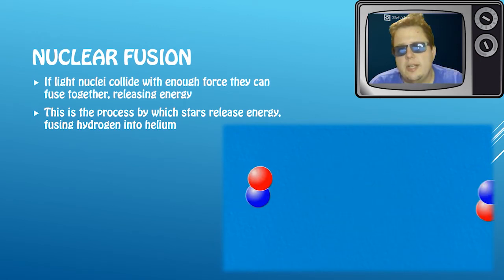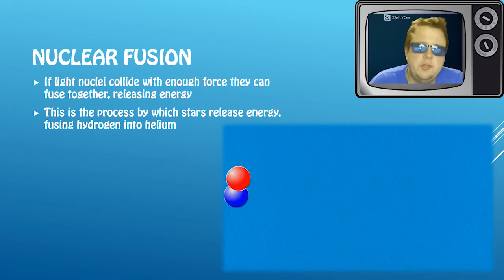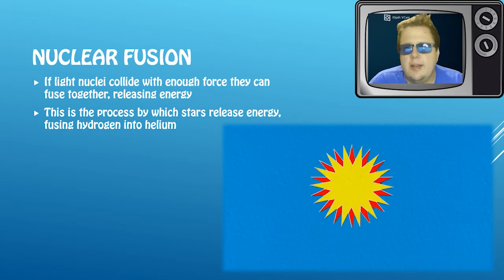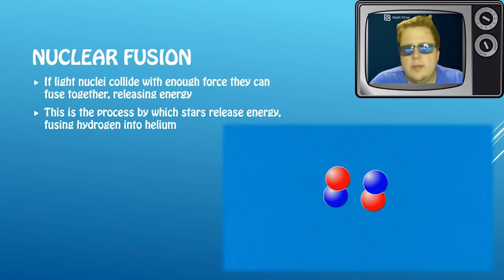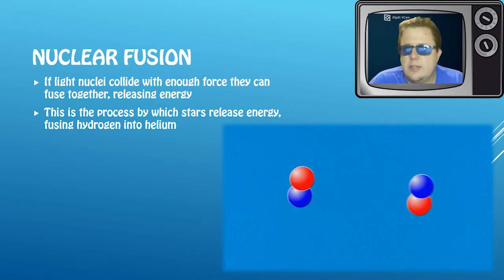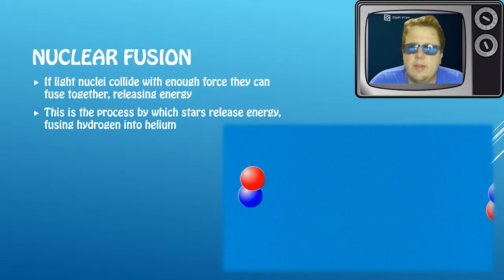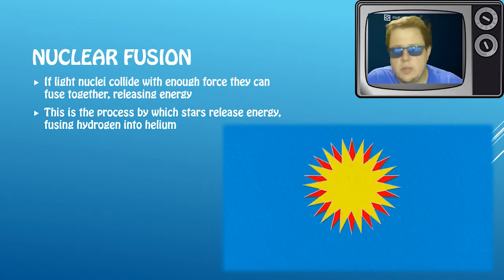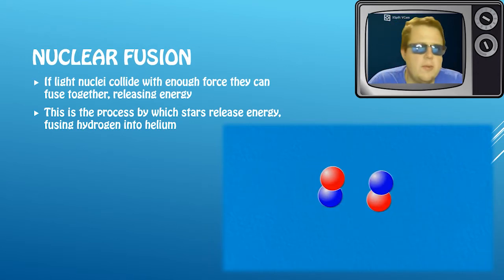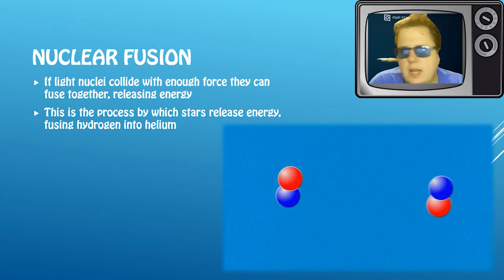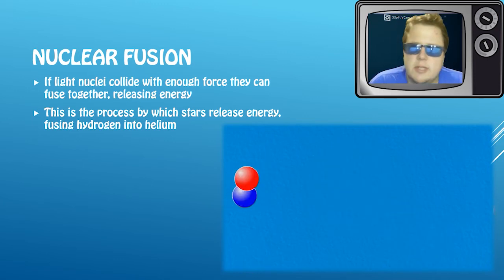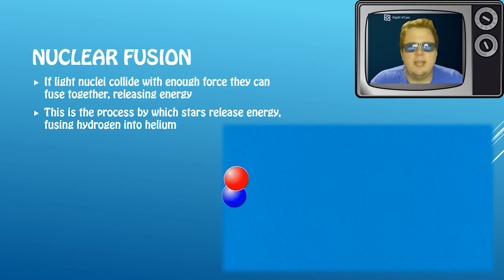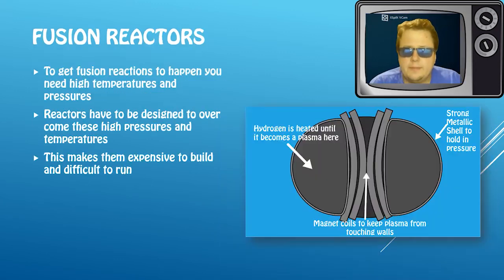Now, nuclear fusion. Fusion is sticking together light nuclei. So here we have two light nuclei that are fusing together and releasing energy. This process is what's going on in stars, as we learned earlier. So here we've got two hydrogens in the form of deuterium, both deuteriums fusing to make a helium.